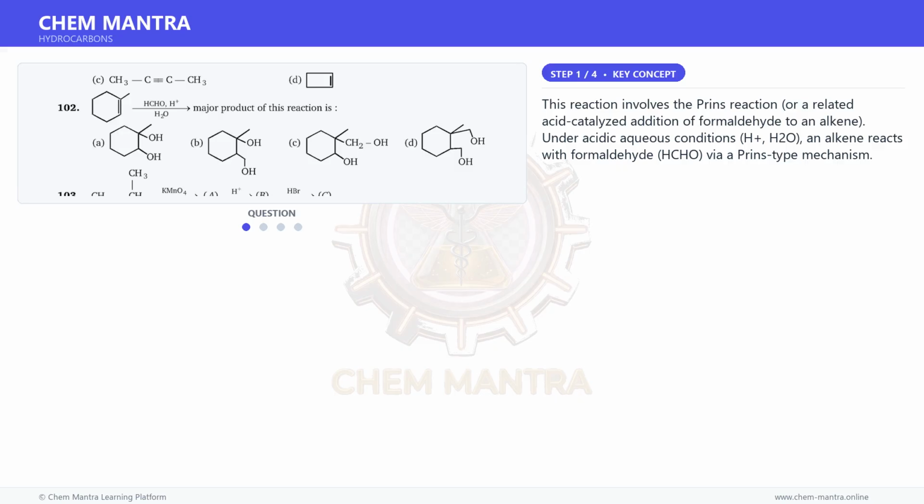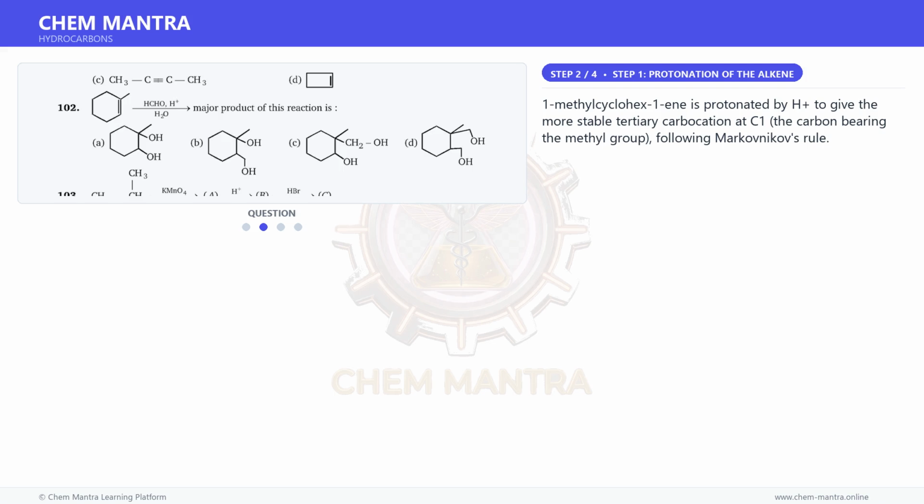This reaction involves the Prins reaction, or a related acid-catalyzed addition of formaldehyde to an alkene. Under acidic aqueous conditions, H+, H2O, an alkene reacts with formaldehyde, HCHO, via a Prins-type mechanism. Moving on to the next step.